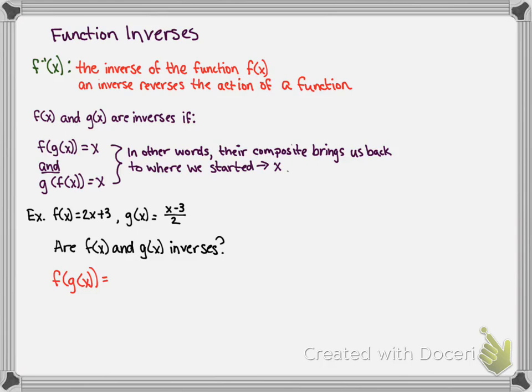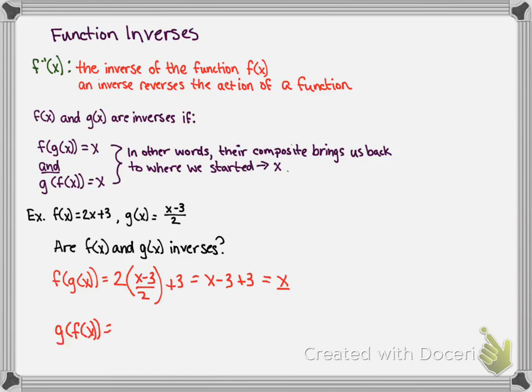Here, the main function is f(x), and g(x) will be used to replace all the x's in f(x). So we get 2 times something, which is (x minus 3) over 2, plus 3. If we distribute the 2 to what's in parentheses, we are left with x minus 3, and we still have plus 3. The minus 3 and plus 3 cancel out, and we get x. So we're halfway there. We've shown that f(g(x)) equals x.